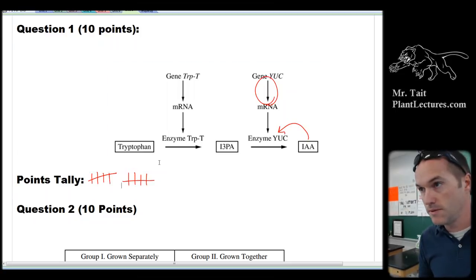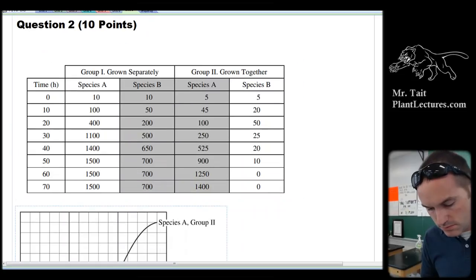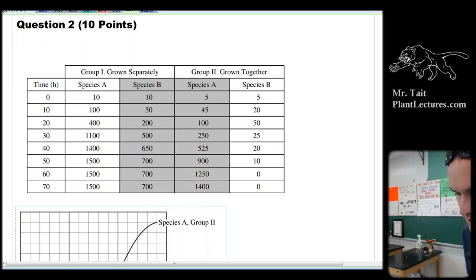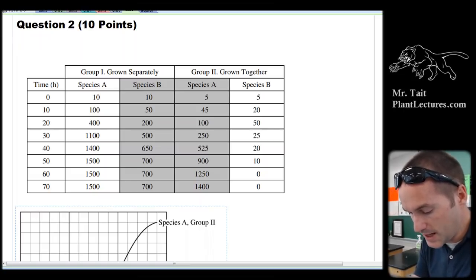Questions on question 1? Okay, question 2. 10 points. Question 2 says, a student studying two different aquatic plant-eating unicellular protists, species A and species B, designed an experiment to investigate the ecological relationship between the two species. That's what we see in table 1.